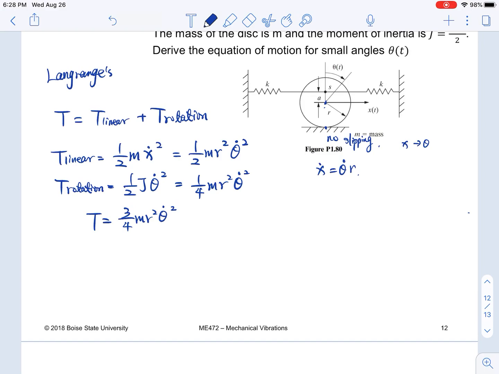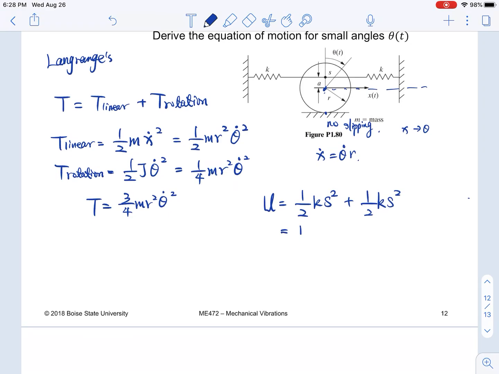Remember, you have to take both linear motion and rotational motion into consideration. So for the potential energy U, in this case, because the center of mass is always at the same level, there is no gravitational potential energy. So all the potential energy is from the deflection of the springs. For the first spring, you have half k s squared. The second spring is half k s squared as well. So eventually we get k s squared.